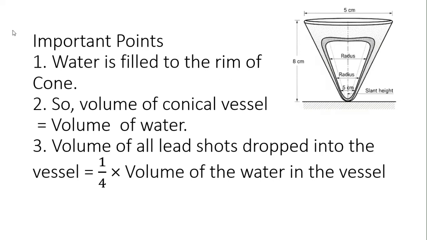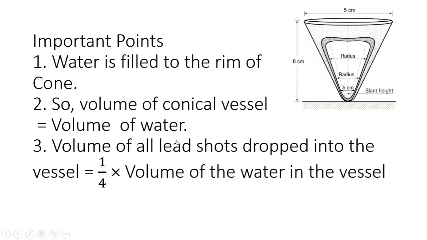It is given clearly that water is filled to the rim of the cone, so volume of the conical vessel will be equal to the volume of the water. Now volume of all lead shots dropped into the vessel is equal to 1 by 4th of the volume of the water in the vessel. Why is this written? Because when some lead shots are dropped into the vessel, 1/4 of the water flowed out. So that is why we are equating the volume of all lead shots dropped into the vessel to 1 by 4th of the volume of the water in the vessel.